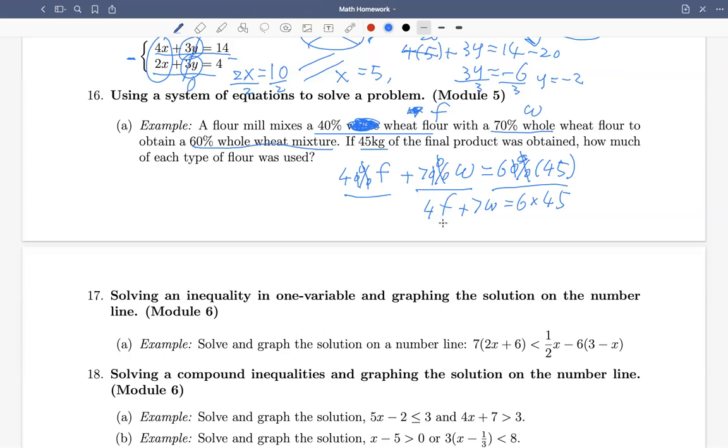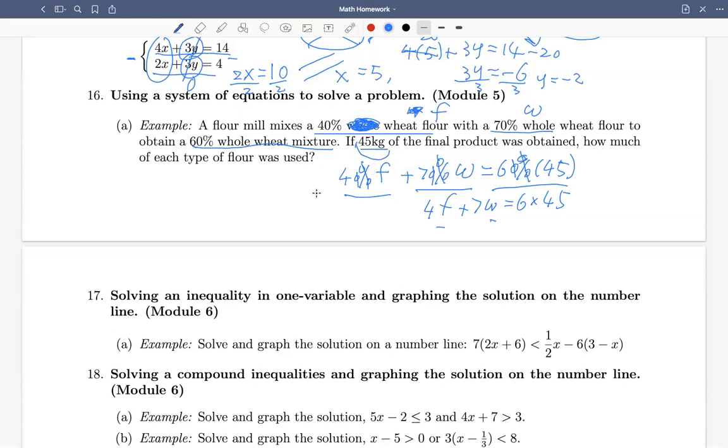Now we have trouble here. We have two variables, one equation. Won't be able to solve for one solution, like infinite many solutions. But we want to come with one solution. So what else? We need to make another equation. So we see 45 here is the total kilogram, total weight of the product.